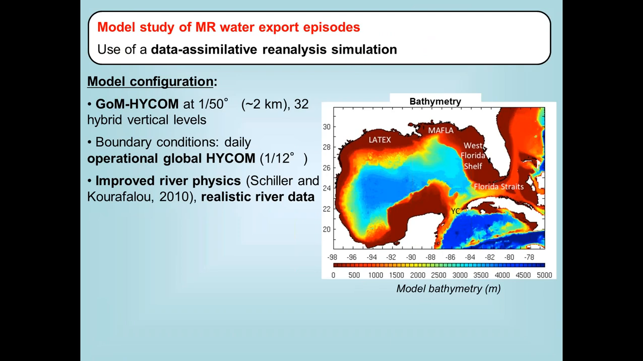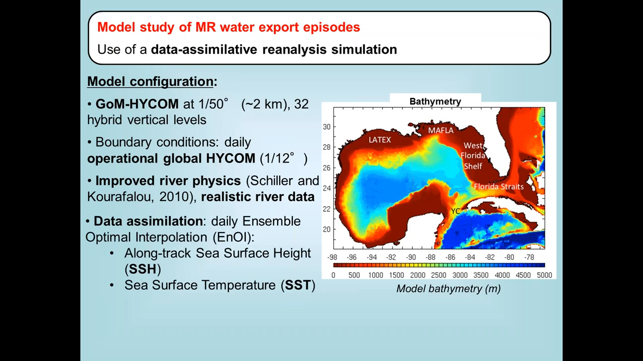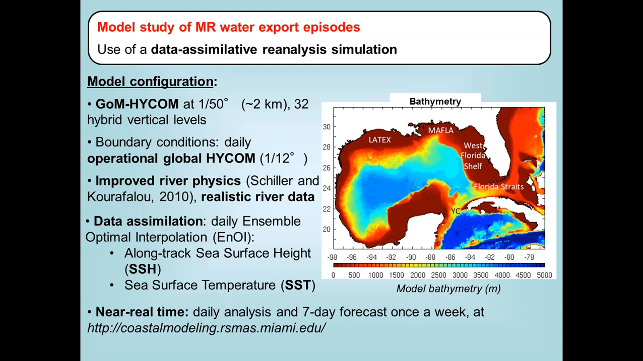So we have been implementing our model to study these events. It's a high resolution 2 kilometer HYCOM that is nested in the operational global HYCOM and uses improved river physics and realistic daily river forcing to really represent the processes I just mentioned. It also includes data assimilation with, for now, altimetry and sea surface temperature. And this configuration is also set up in near real time, which means that it provides daily analysis and a 7-day forecast once a week. And it's on this website. That's part of the modeling group that we have here between AOML and RSMAS.